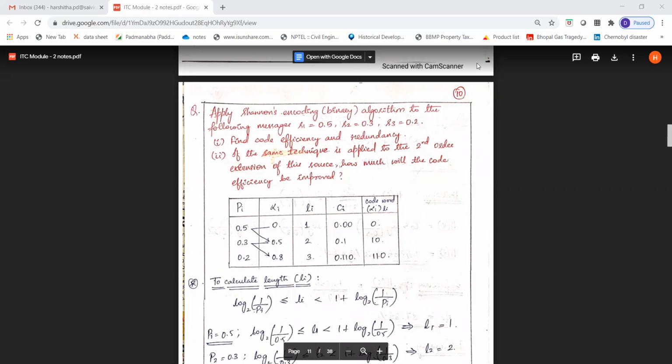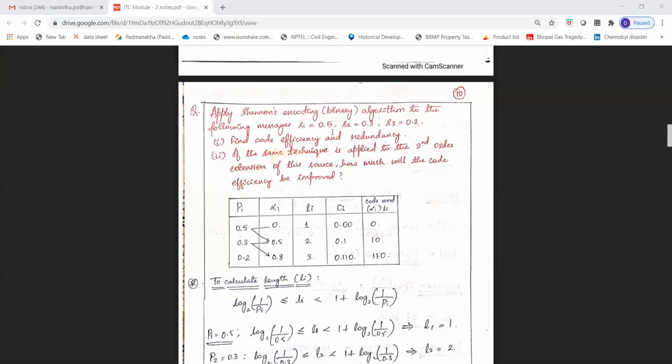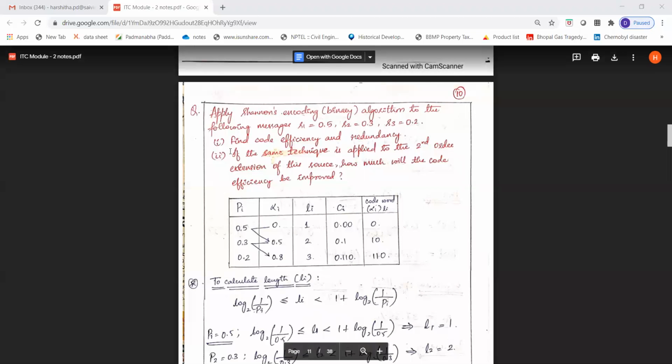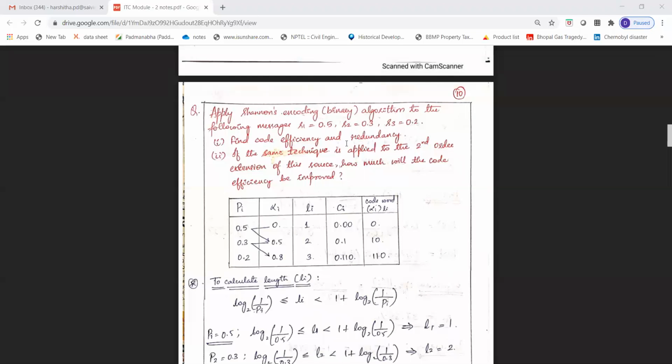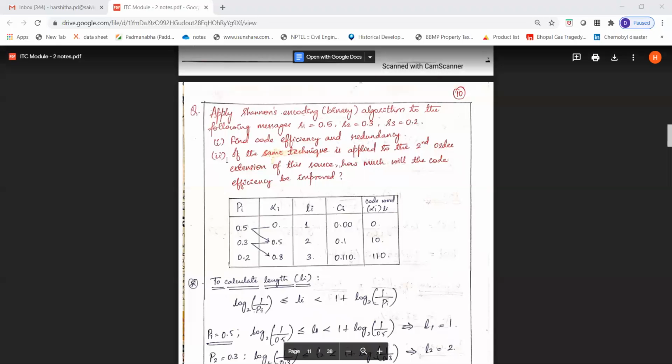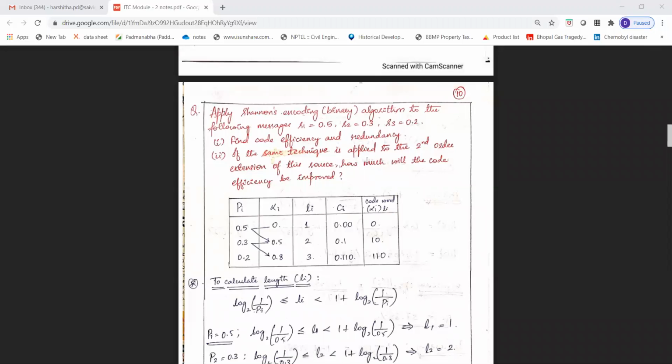So let's consider an example which says: apply Shannon's encoding algorithm to the following messages: S1 equal to 0.5, S2 equal to 0.3, S3 equal to 0.2. First sub-question is find code efficiency and redundancy. Second sub-question is, if the same technique is applied to the second order extension of this source, how much will the code efficiency be improved?